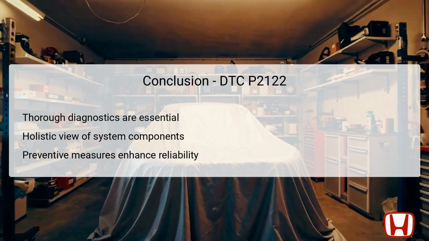In summary, addressing DTC P2122 requires thorough diagnostics and an understanding of the systems involved. A comprehensive view of the accelerator pedal position, APP, sensor, and its connection to the engine control system is essential. Identifying and repairing the root causes of this issue not only resolves immediate concerns, but also contributes to the overall reliability of the vehicle. As we discussed, implementing preventive measures such as routine inspections and proper maintenance can significantly mitigate future issues related to this code.